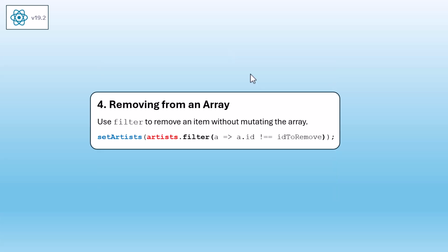4. Removing from an array. The easiest way to remove an element from an array without mutating it is to filter it out. The filter method creates a new array that includes only the items you want to keep. For example, you can keep every item except the one that matches a particular condition, such as an identifier. The important thing to remember is that filter returns a new array and doesn't modify the original one. This makes it perfect for React state updates.